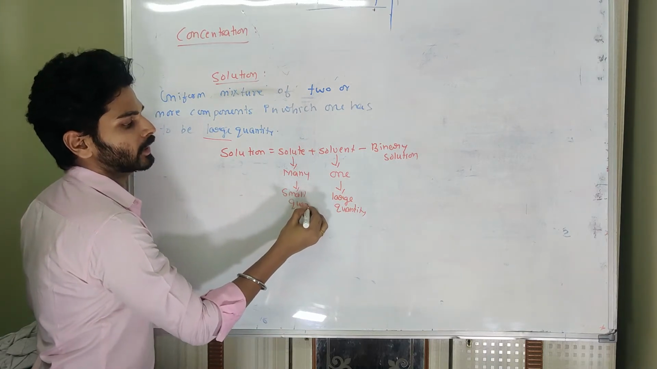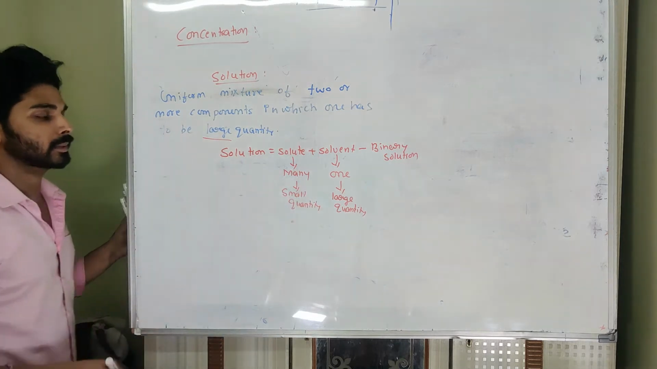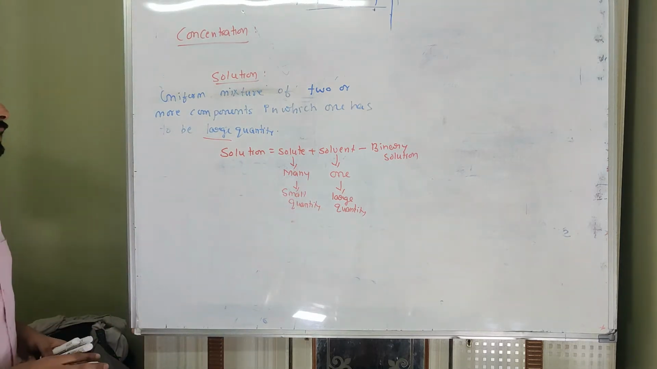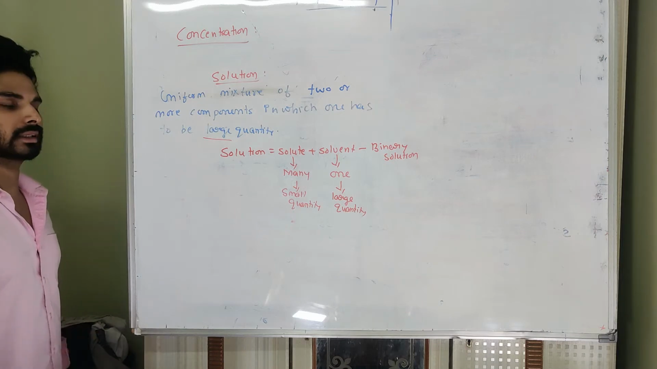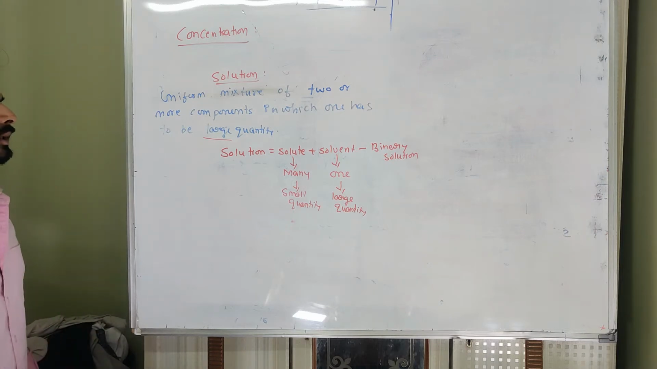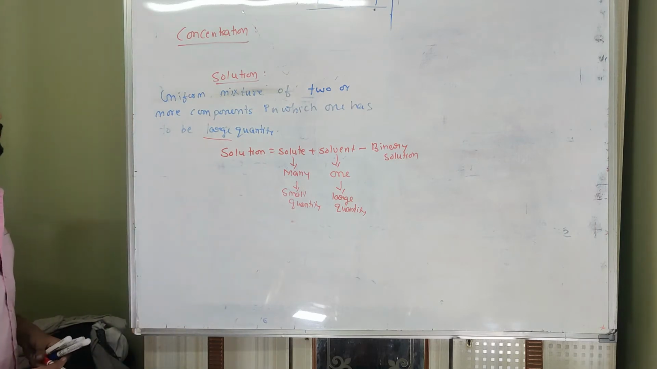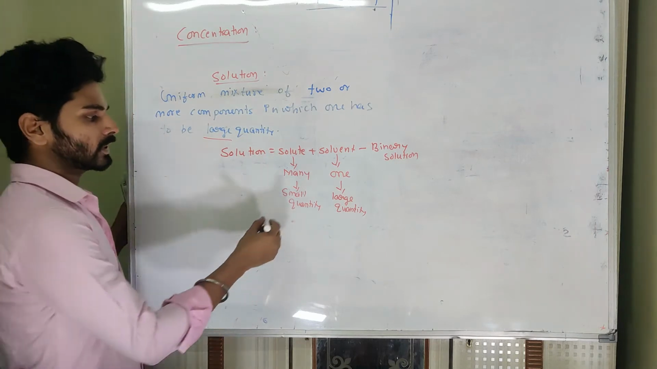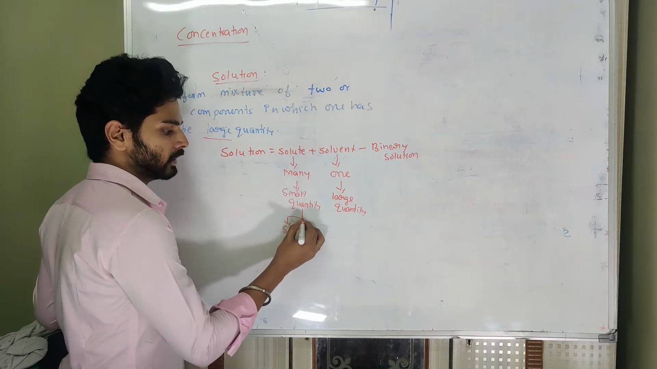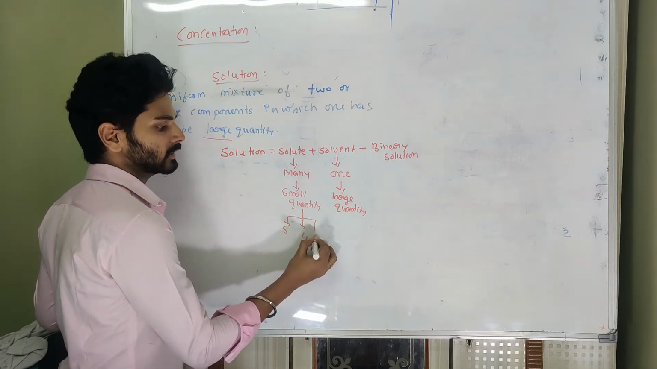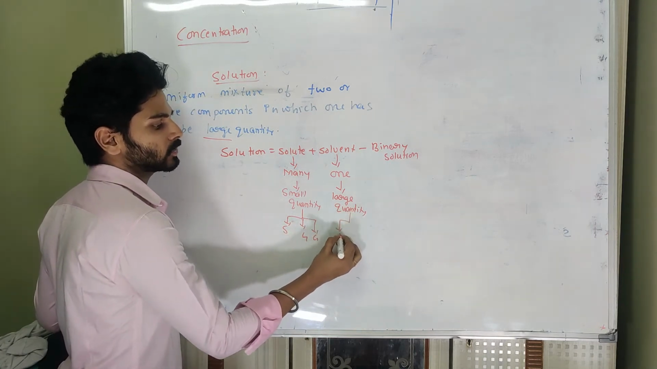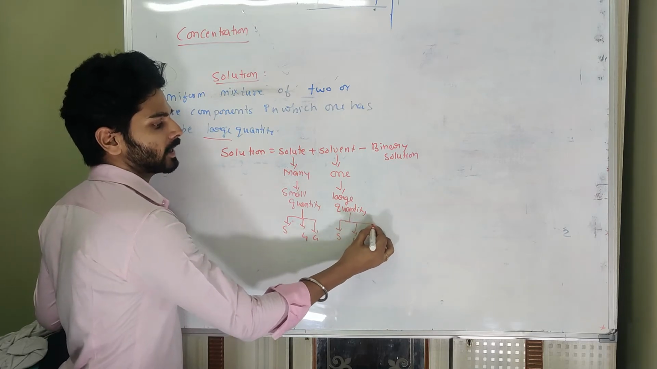So they have to be a uniform mixture. There should not be any precipitation or any undissolved things inside the water, inside the solution. Once they mix together, they will form a solution. They have to be uniform in nature. So solute can be solid, liquid and gas. Similarly, solvent can also be solid, liquid or gas.